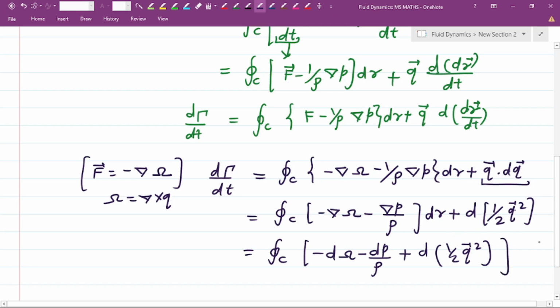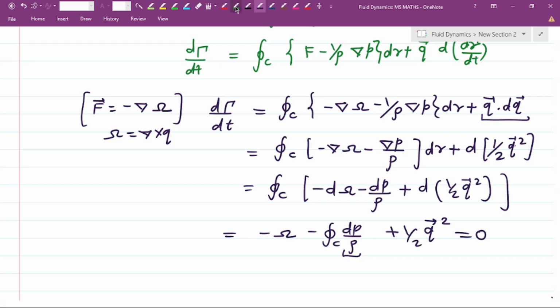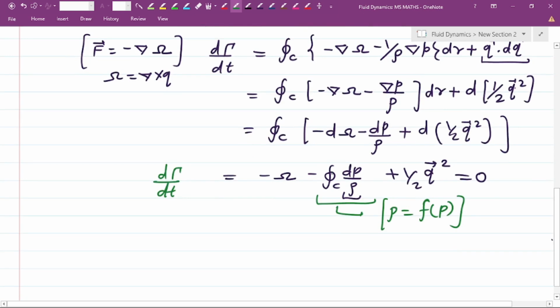Now I have the term, and I can write simply in such a way that if it is d minus d omega, if I integrate, I will get minus omega. This will be the integration of dp by rho plus 1 by 2 q square is equal to 0. Here this rho can't be written outside the integration, because of that the rate of change in the circulation will be constant if rho is a function of p. This rho density is a function of p, it means it is under the integration, so this whole thing will be 0. So d gamma dt will be 0, where gamma is basically the constant term.